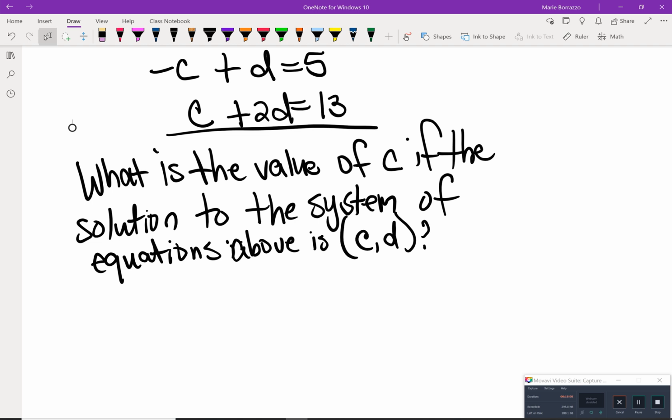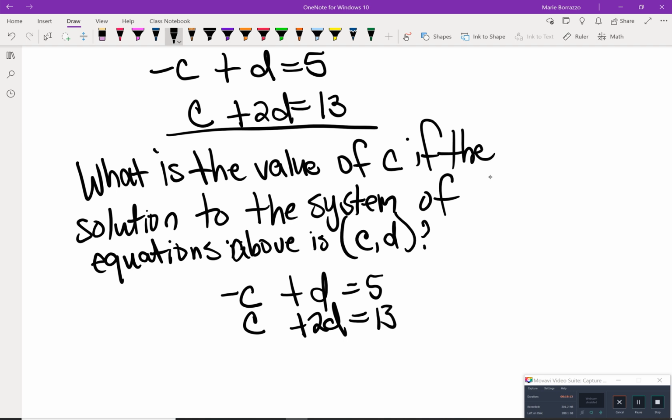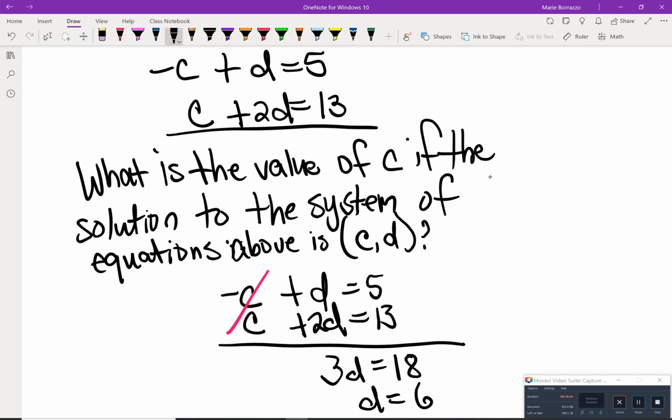Now, right off the bat, do you notice that you have a -c and a positive c lined up? Hint, hint. And then you've got this remaining part of the solution. So the c's are going to cancel right off the bat. That's going to leave you with 3d is equal to 18. And in this case, d is equal to 6. Okay, if d is equal to 6, now we need to find c.